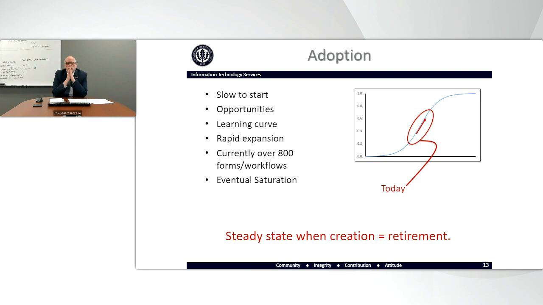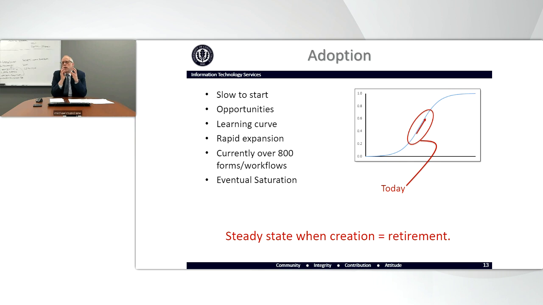Now, I wanted to say, did I consider this successful? I'll cut right to the chase. Yes, I consider this successful. Currently, we have over 800 workflows at the university, and a very small number of them have been developed by central IT. The majority of the workflows have been done by all sorts of different areas at the university.